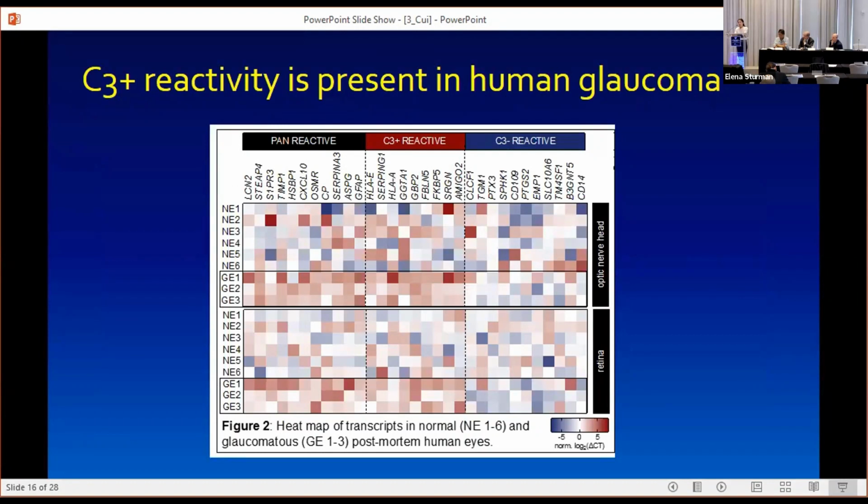So far, all the data I presented have been in mice. So what about humans? Well, we took a subset of postmortem human globes and optic nerve, and we looked for these same astrocyte reactivity markers: the C3 positive reactive, the C3 negative reactive, and the pan-reactive. And we saw that there is a trend towards elevated expression of the C3 positive reactive and pan-reactive markers in the glaucoma optic nerve and retina, suggesting that these same processes that we observed in our mouse glaucoma models also occur in human glaucoma.